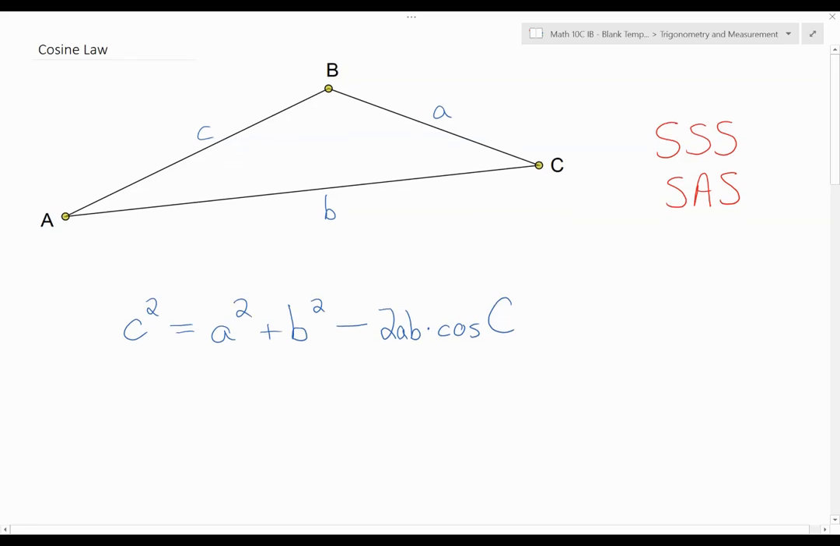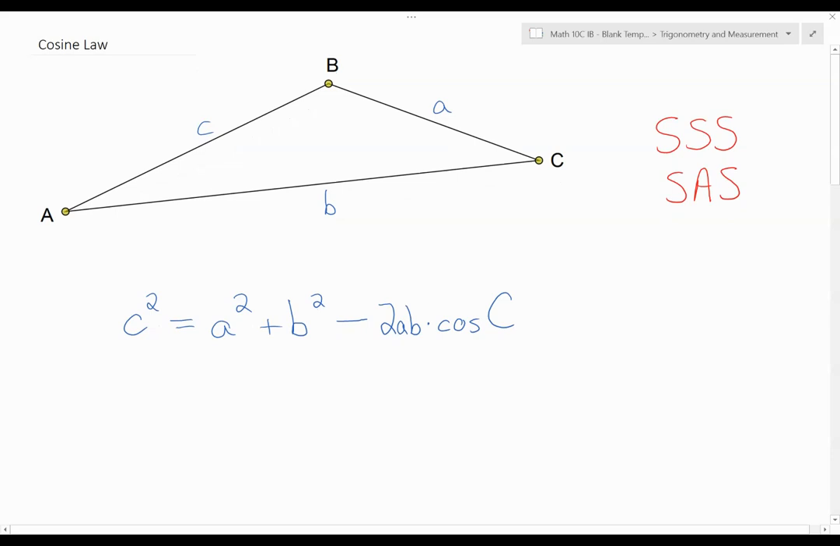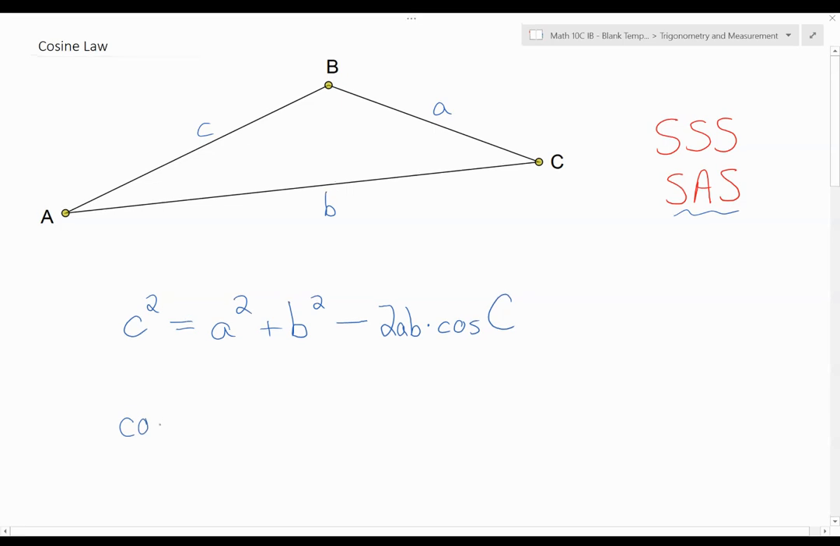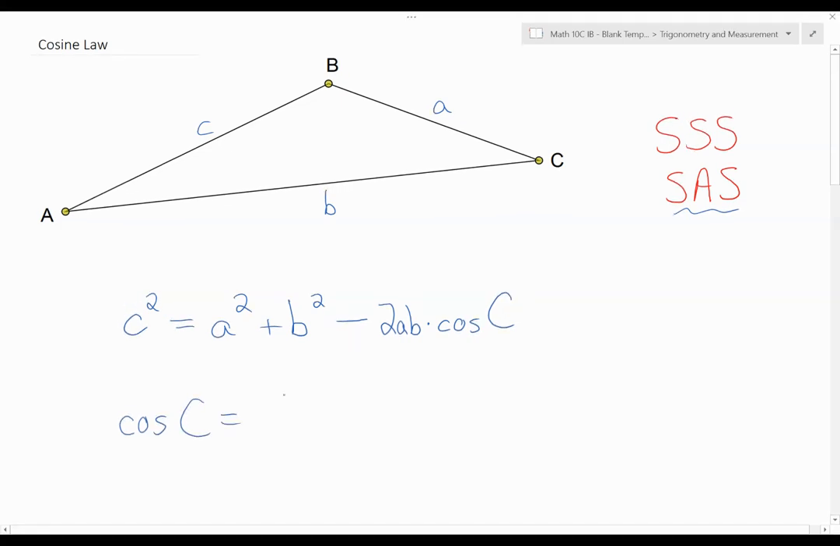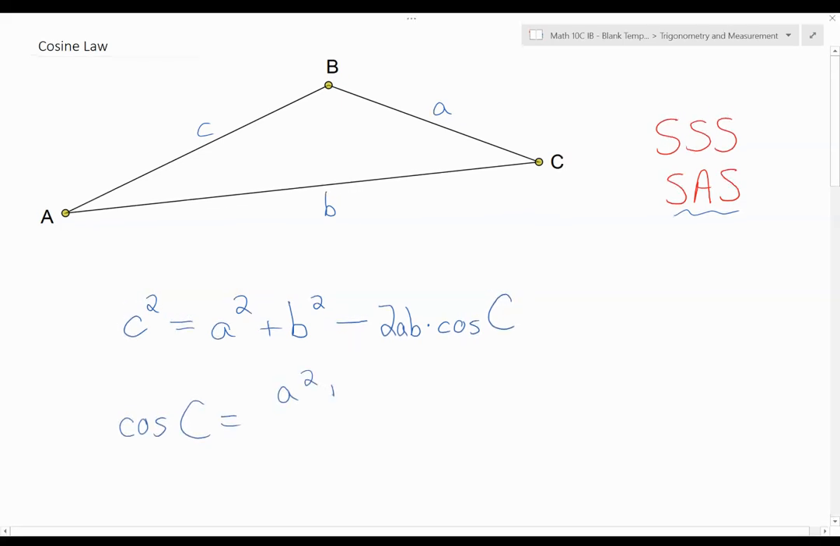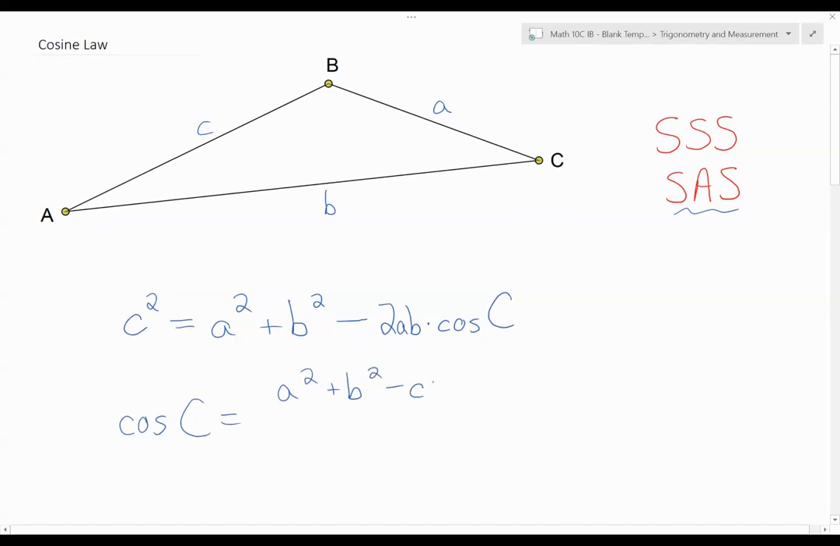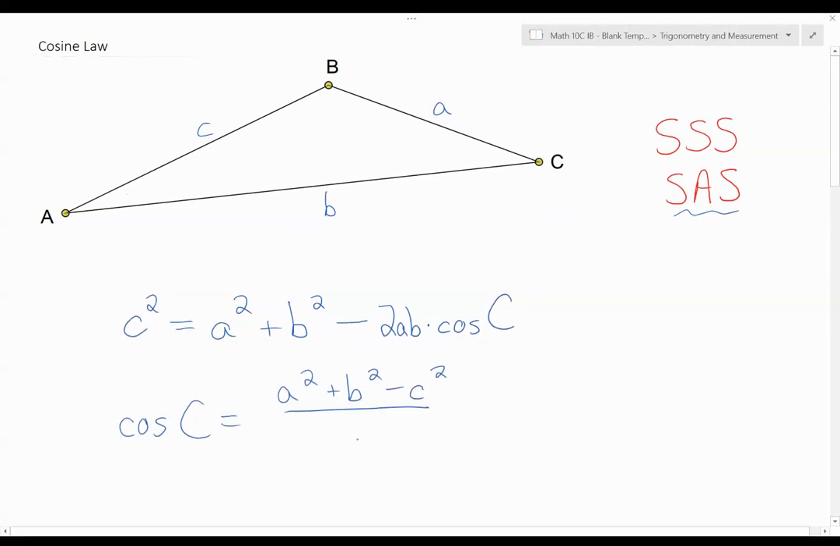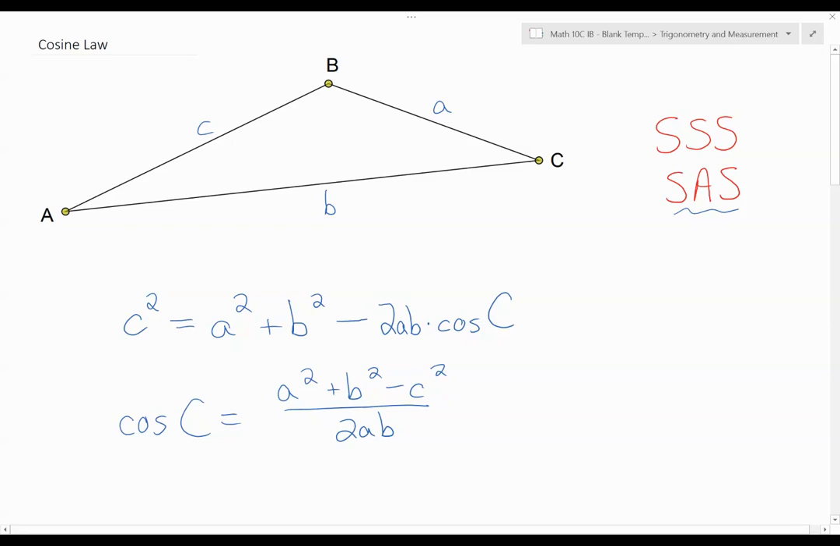And the alternate form of this: the form above is the one I would use if I'm trying to find a missing side length, so that would be if I have the SAS form, where I know two sides and an angle between them. If I know all three sides, then I prefer the form that says cosine of C equals A squared plus B squared minus C squared, divided by 2AB. This is just what happens if I rearrange that first formula. The thing to note here is that A and B are interchangeable.